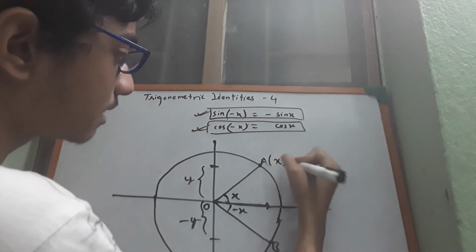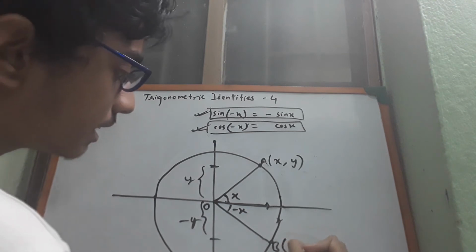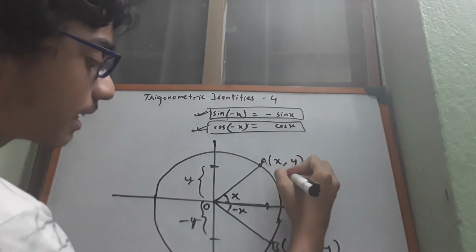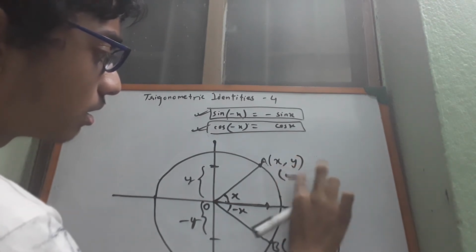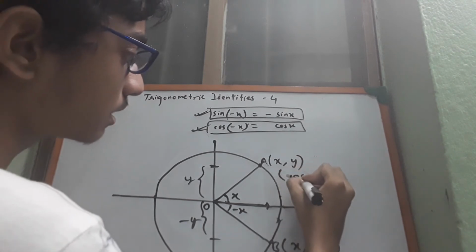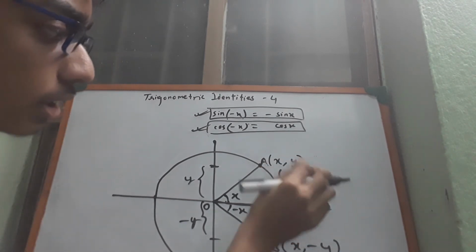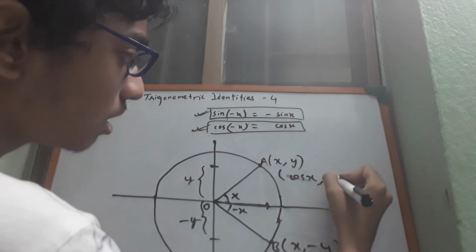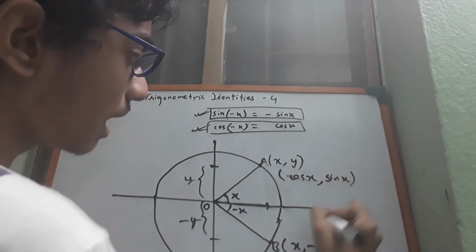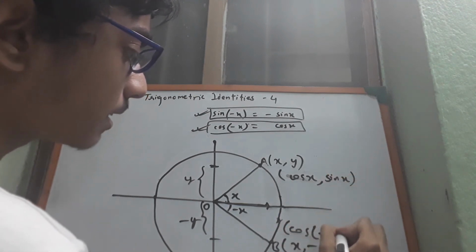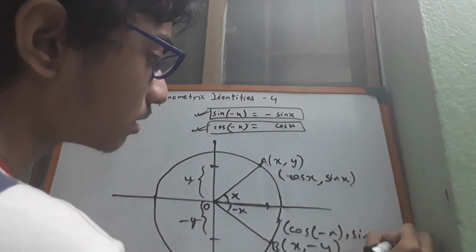This is just x comma y, right? And this is just x comma minus y. And this can also be written as cos x, comma sin x. These x are not the same here, I just mean the x coordinate. And this can also be written as cos of minus x, comma sin of minus x.